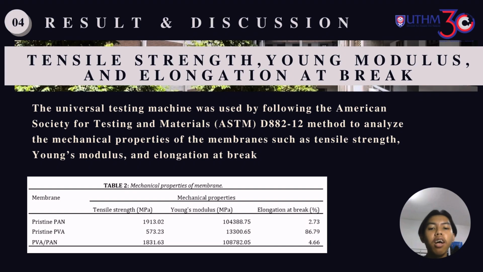While for the PVA-PAN membrane, as we can see in the table, it has a high tensile strength at 1831.63 megapascal. For the Young's modulus, it has the highest compared to the pristine PAN and pristine PVA, at 108,782.05 megapascal. For the elongation at break, it is just a bit higher than the pristine PAN at 4.66%. So, by combining the strength and stiffness of the PAN with some flexibility from the PVA, this PVA-PAN membrane has potential for the pervaporation process.